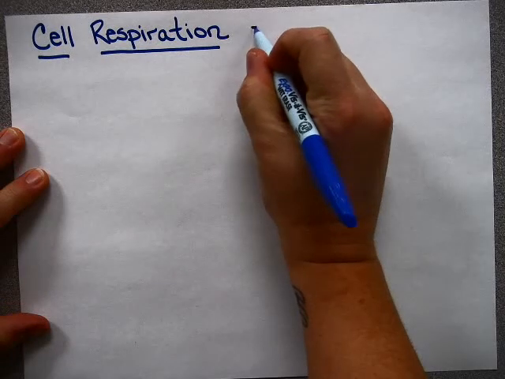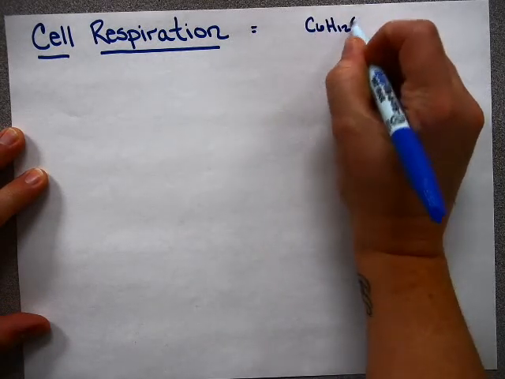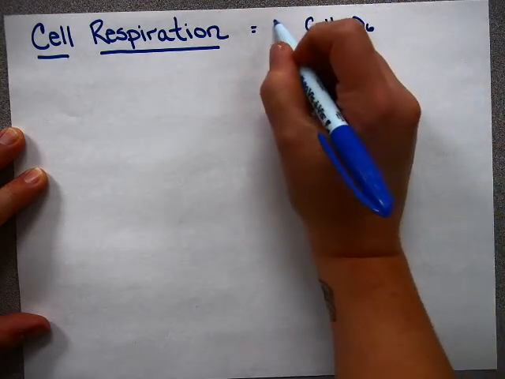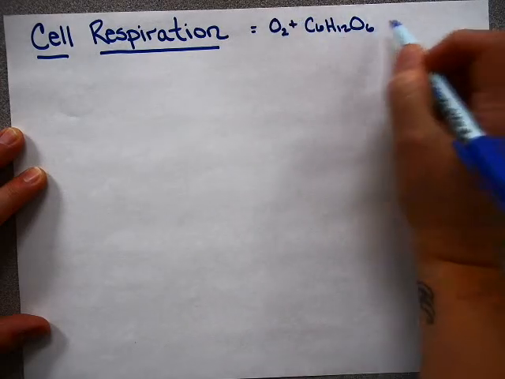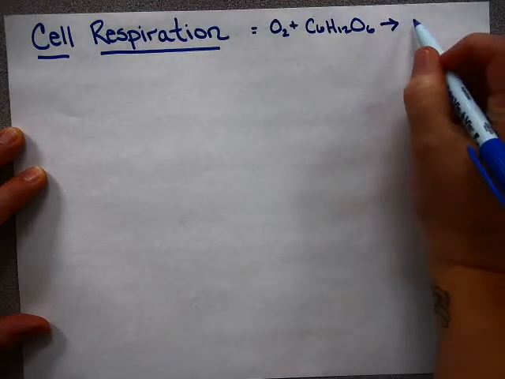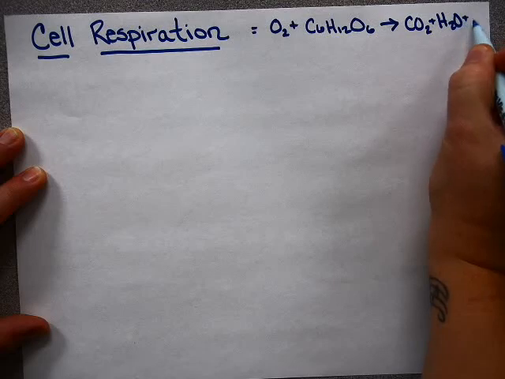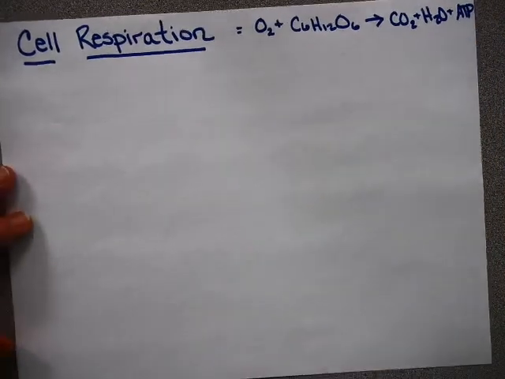Anybody remember what the equation for cell respiration is? Glucose is in there, C6H12O6, plus oxygen. Oxygen, there we go. Then that gives us CO2, H2O, and ATP. Almost running out of room there, but we fit it in.